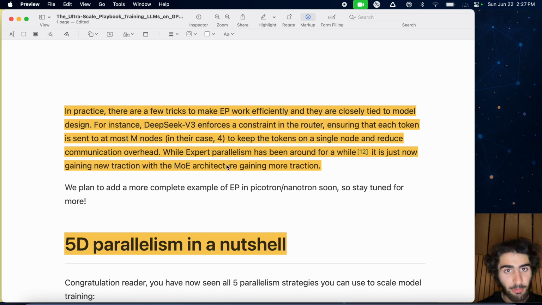And finally, while expert parallelism has been around for a while, it is just now gaining traction with the Mixture of Expert architecture being more and more used. For example, in the Gemini 2.5 series, which is the latest series from DeepMind/Google, Mixture of Experts is used for all of the models that are available.